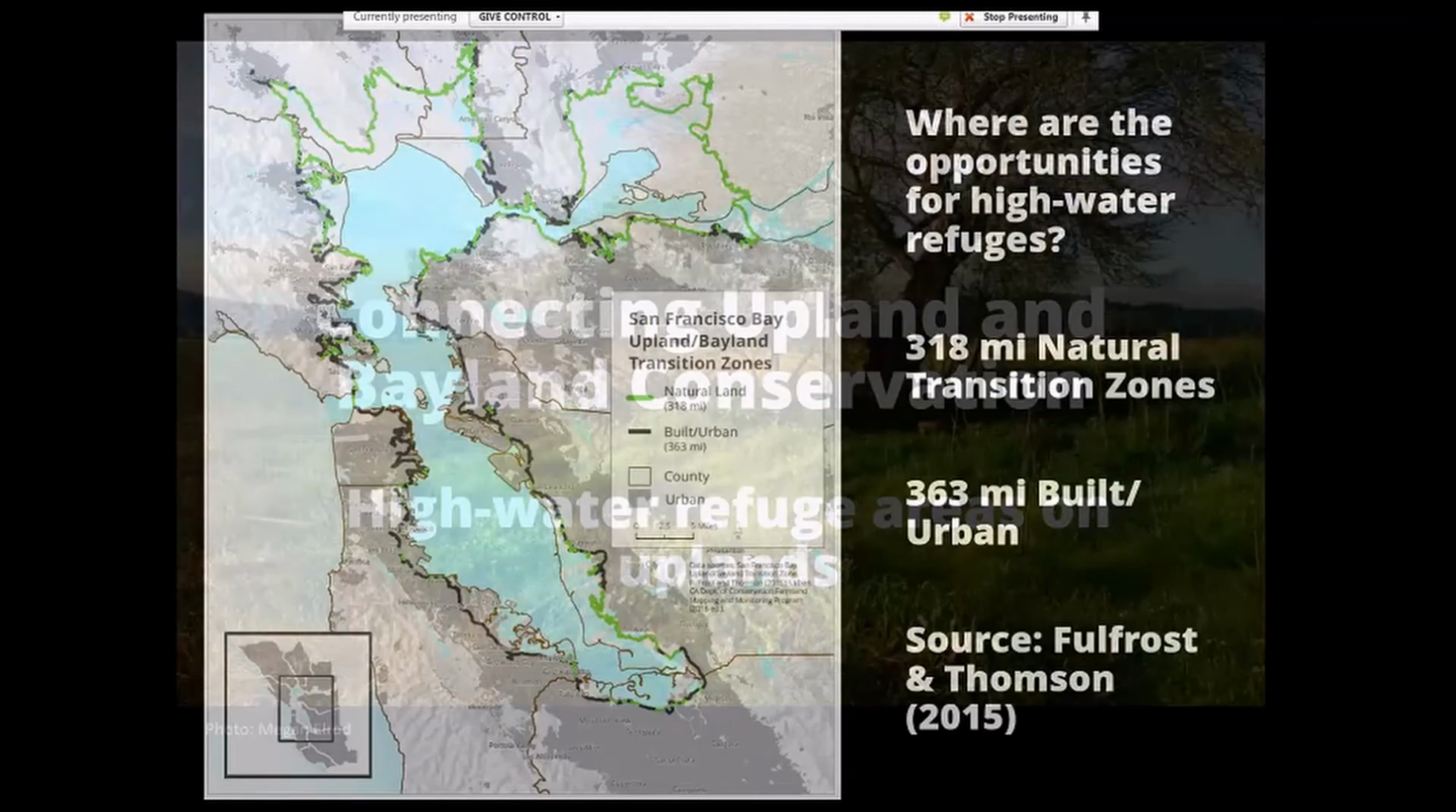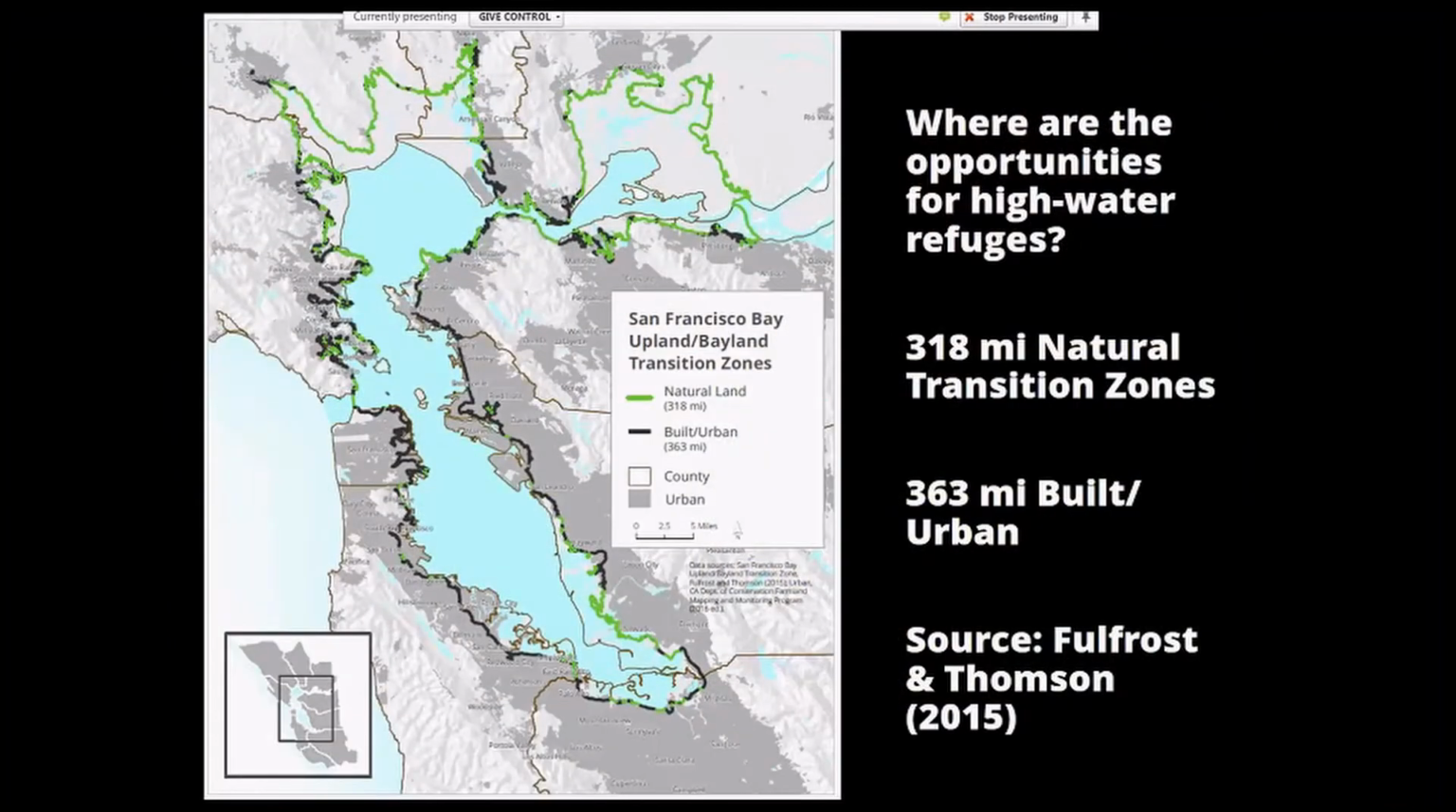And we actually mapped out the bayshore where we still have natural land as opposed to built in urban lands, and these become the absolute critical areas for allowing the sea level to rise and not have to protect built areas. And Stu, I just want to jump in and say that we created a map, but we certainly didn't do the analysis. I just wanted to give Brian, Full Frost and Thompson credit for this data. Yeah, thank you.